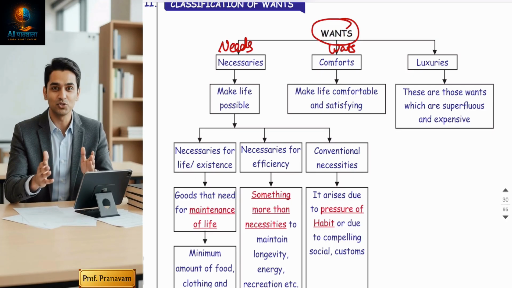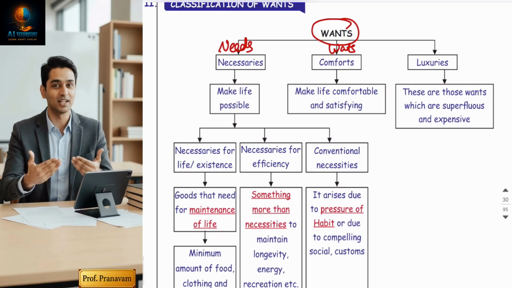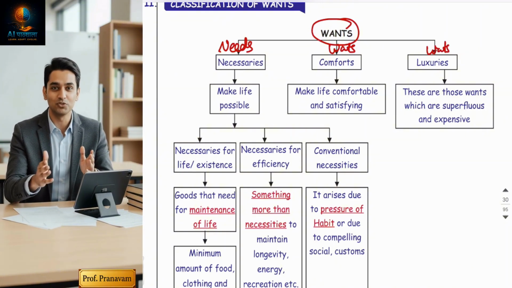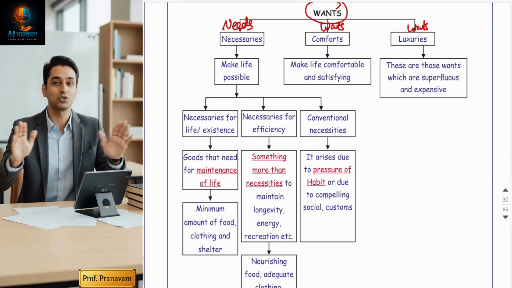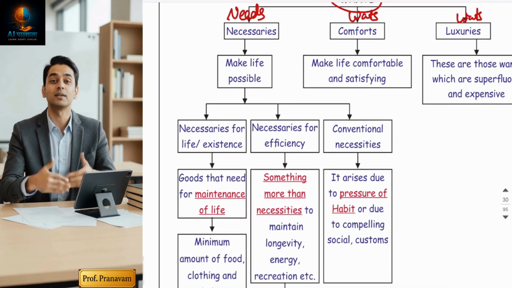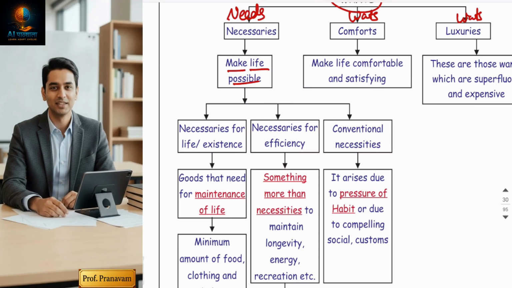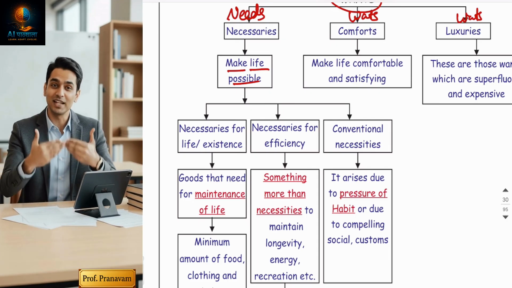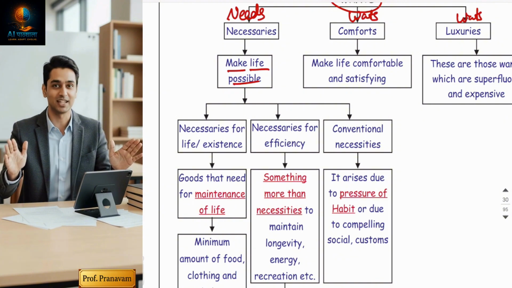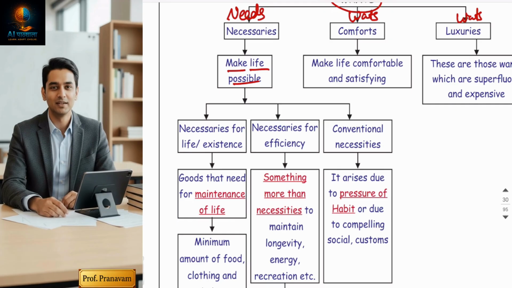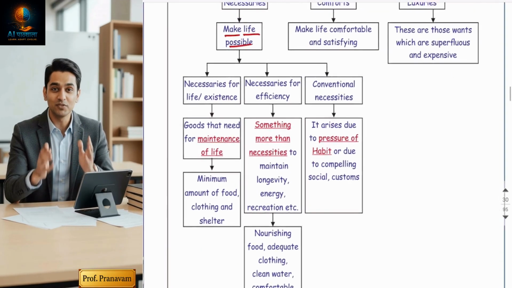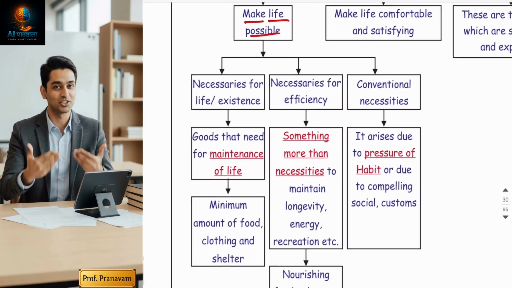After you become comfortable, then you think of luxury, the third level. Comfort and luxuries are unlimited, but necessity has limits. That is what I explained to you in the starting. So let's get into the detail with examples. First, let's discuss necessity. It makes life possible. Without this, life is not possible. Necessity means it makes survival possible, it gives you existence. Necessity is further divided into three parts.